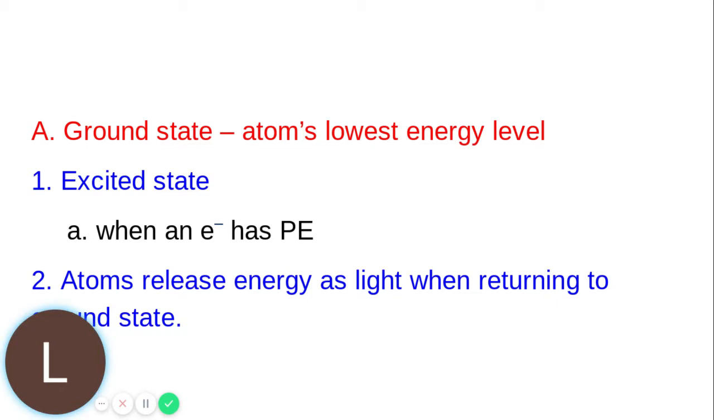When we consider it excited, that means it's on like energy level 2 or 3 or 4. When it's at its ground state, that's the lowest it could be. That means closest to the nucleus. When it's not at its ground state, it has potential energy. It has the possibility to come back down to its ground state.